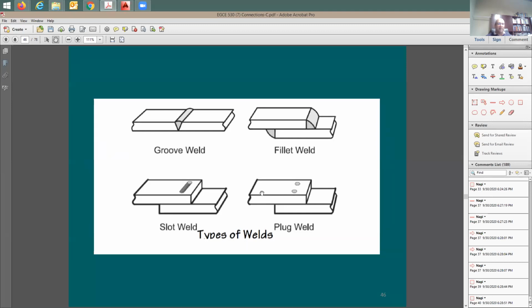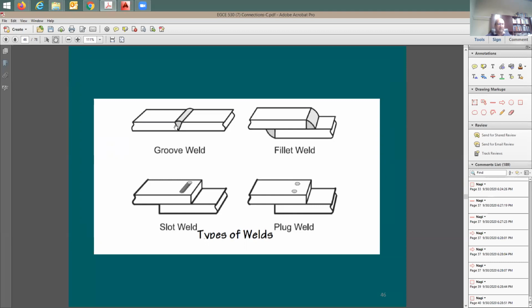It is very common to use this for metal deck attachment between metal deck and steel beams, or you can do the studs. So it's going to be either the studs or the plug weld. Also, you can do the slot weld. Slot weld means that you're going to have a horizontal distance here, right? And you're going to provide the weld there between the two pieces of metal.